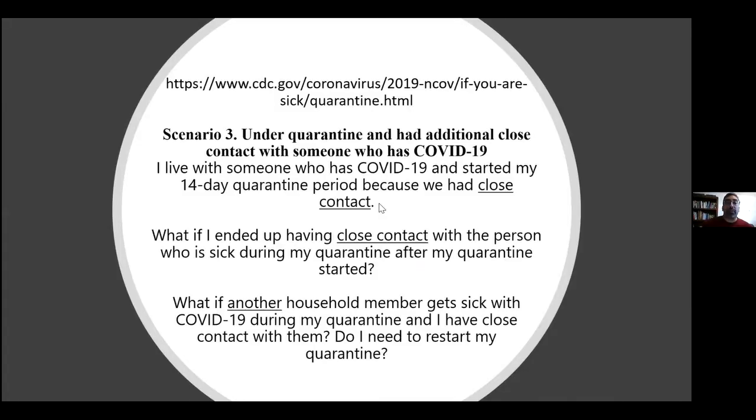All right, here's a 3rd scenario: under quarantine and had additional close contact with someone who has COVID-19. So I live with someone who has COVID-19 and started my 14-day quarantine period because we had close contact. What if I ended up having close contact with a person who is sick during my quarantine, after my quarantine started? And I'm going to give you a hint, it's going to be the same answer for both. So I'm going to ask you the second question. What if another household member gets sick with COVID-19 during my quarantine and I have, again, close contact with them?